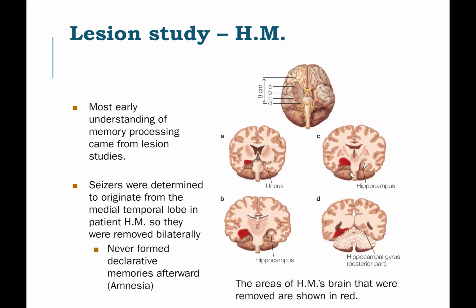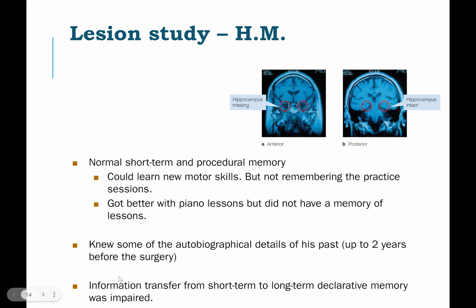Now they removed both sides, his hippocampus from both sides, and again the seizures apparently stopped. But what happened is that he started having other problems. He started having memory issues, and he never formed declarative memories afterward. Okay, so what does that mean? It means that from that point on, he could not consolidate any declarative memories. He could not form any autobiographical memories beyond that point.